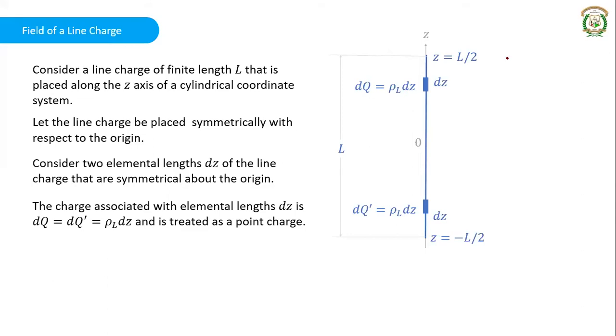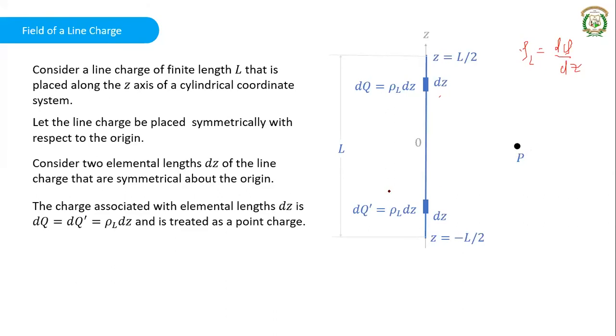That's what we have seen in the previous case, because rho L is equal to charge divided by length, and the length in this case is dz. So dq will be rho L into dz. Similarly, dq dash will also be rho L into dz, because the charge density of this line is rho L. Now we are interested to find the electric field intensity at this particular point P.